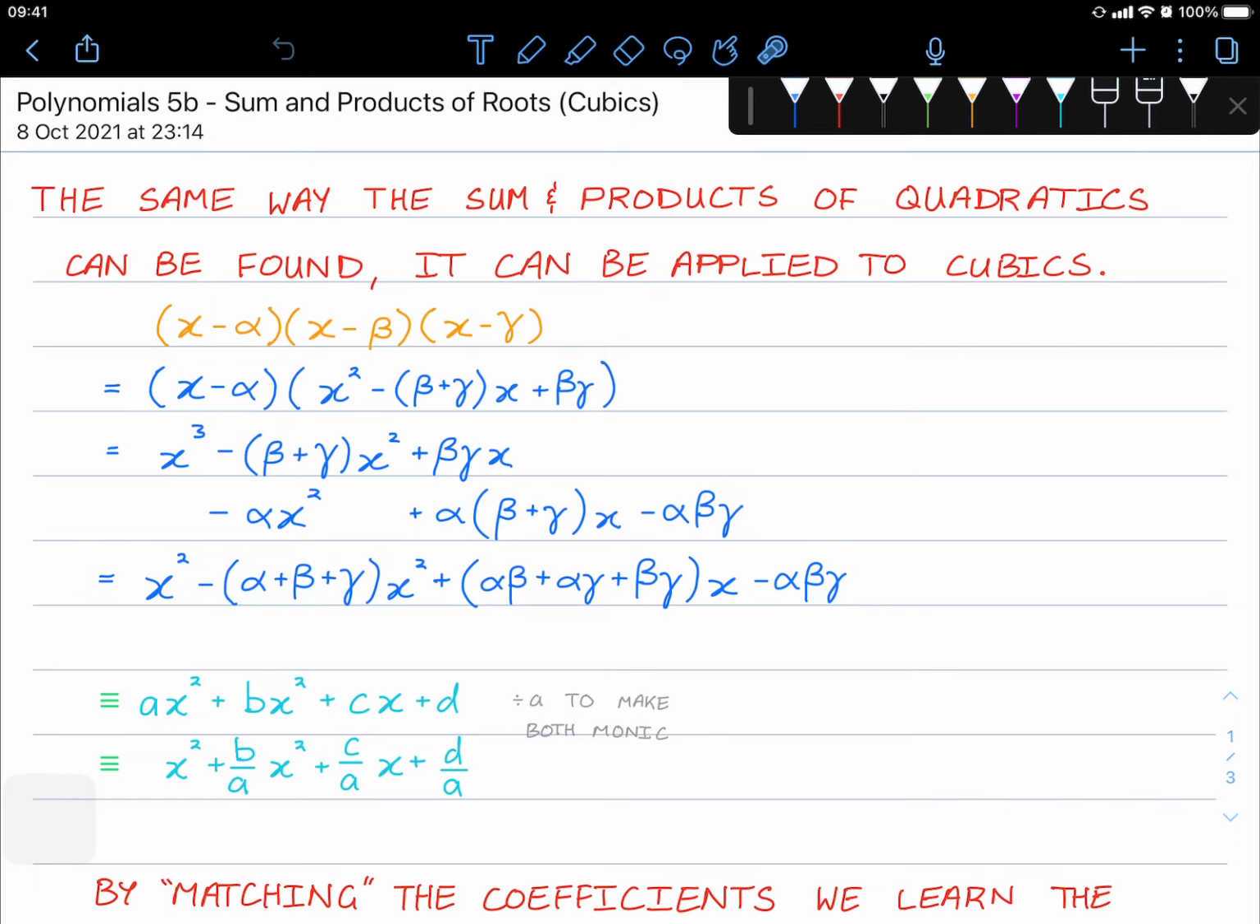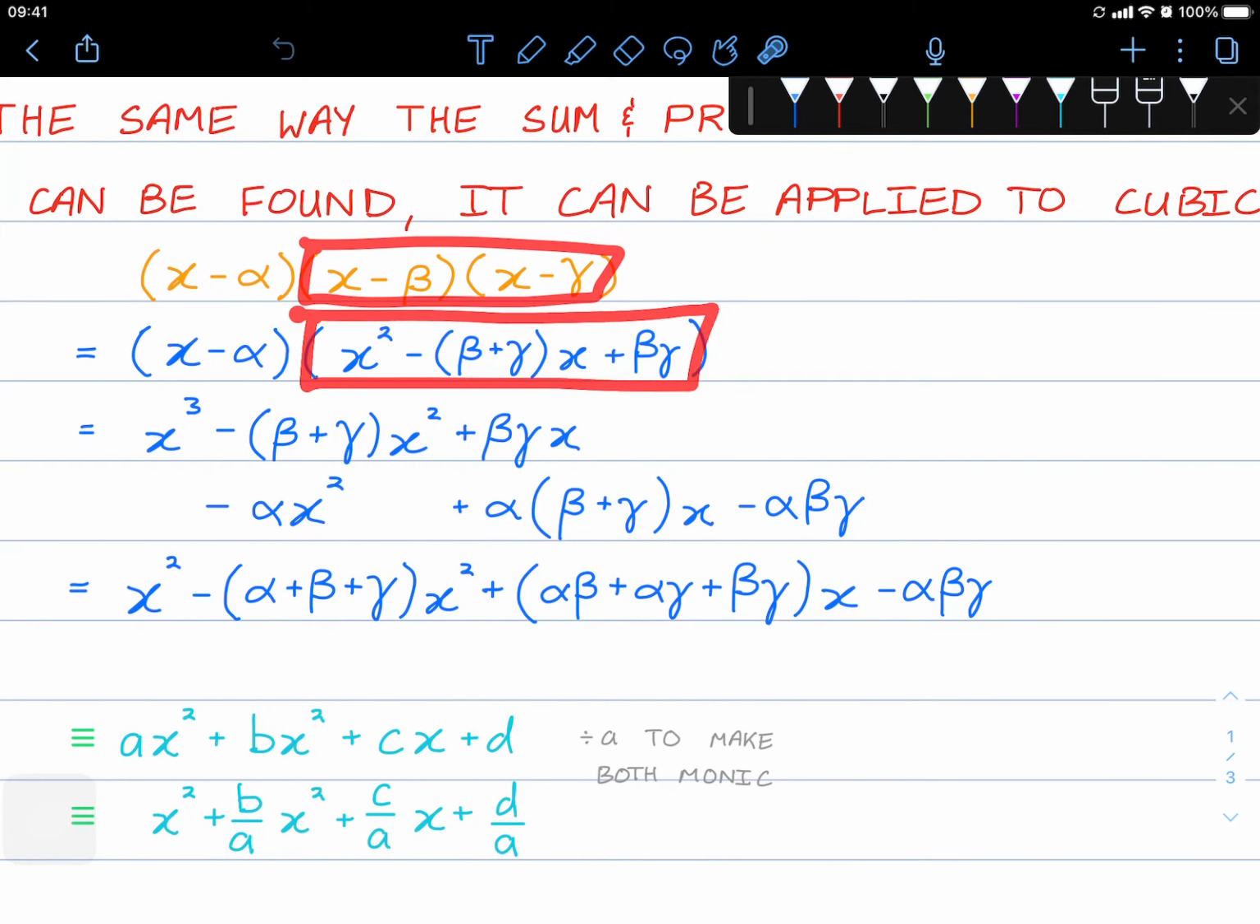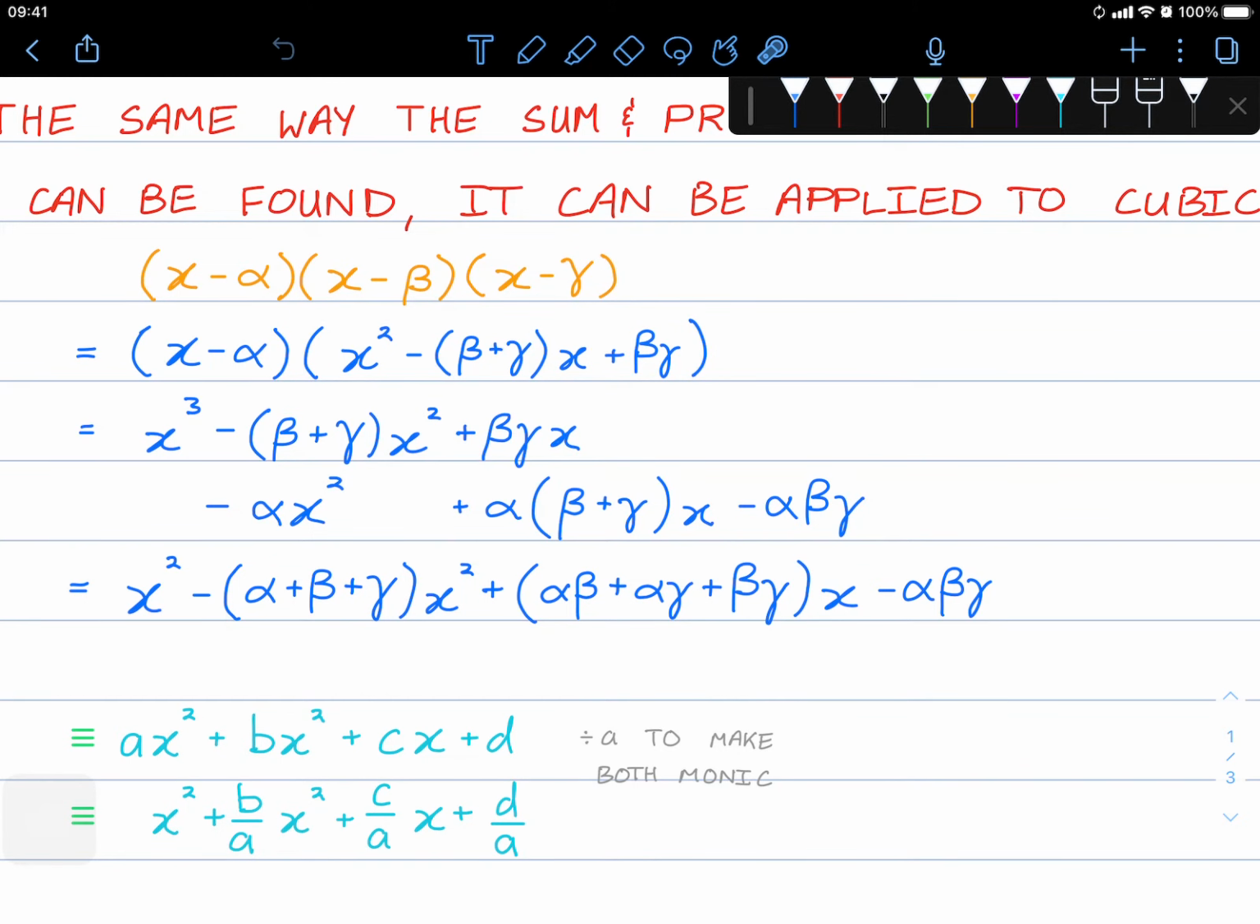Hello class, this is a continuation on the sum and product of roots. In this video we'll be applying it to cubics. In the same way that sum and products of quadratics can be found, this same method can be applied to even cubics. So a cubic has at most 3 roots. If we expand the first two, this is just like the quadratic.